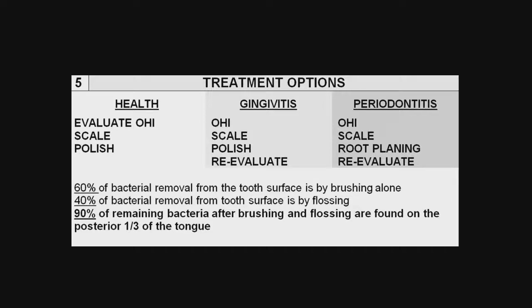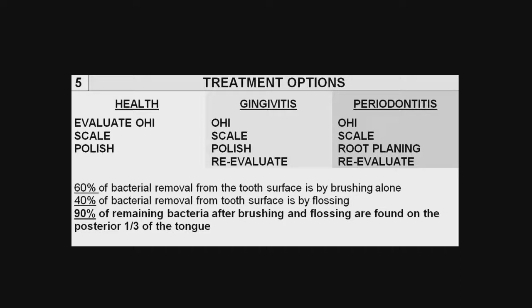So, to summarize that, with health, we do a prophy, evaluate oral hygiene, scale, and polish, and you're done. With a gingivitis, you're going to do exactly the same thing, scale, polish, but then you're going to have the patient back to reevaluate because you've been dealing with a disease situation. Finally, with a periodontitis, oral hygiene instructions, supragingival scaling to remove any calculus, but the main treatment is going to be root planing and then reevaluation.